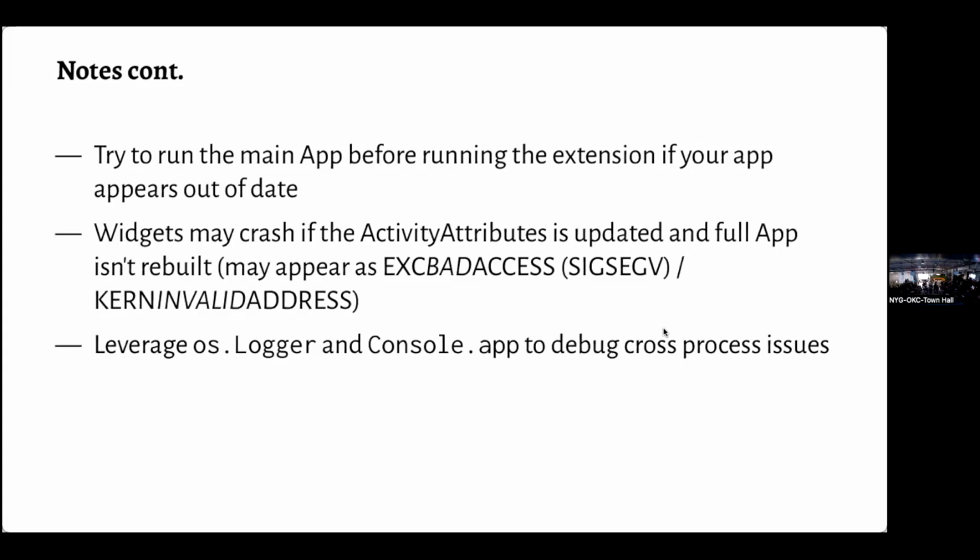Some other thoughts are that here I was only running the app target, but there are reasons to run the widget extension target, particularly if you want to use the debugger. But if for some reason you do that and things appear out of date, just make sure you run the app target before running the widget target and everything should look great. Another thing that can happen when you are just running the widget extension is if you make updates on the app side, particularly to the activity attributes, that shared model, you might get crashes. You might get kernel invalid address, exec bad address. Again, just rebuild the main app in that case.